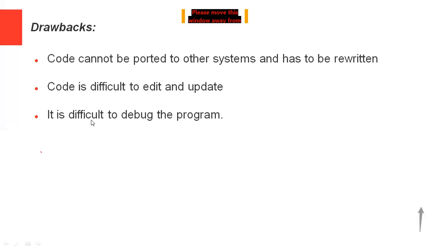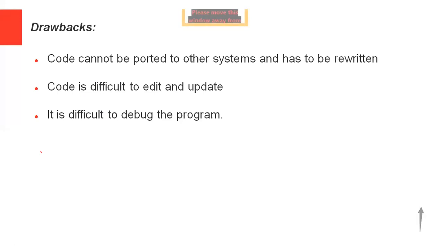So this is the third drawback of first generation languages. It is difficult to debug the program. So these are the three drawbacks present in first generation languages. First one, code cannot be ported. Ported means portability, so it does not support portability. We can use that code on that computer only, with no need to transfer to another computer. That is the first drawback. And the second drawback is that code is difficult to edit and update. It is also difficult to debug. So these are the three drawbacks of first generation languages.